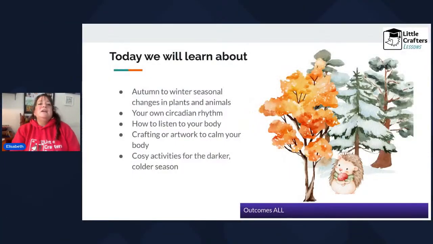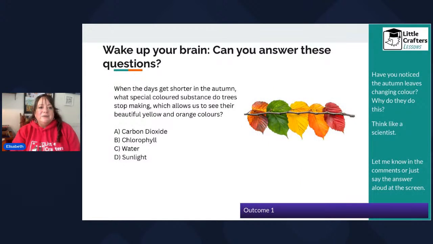So let's look at what we're going to learn about today. Today we're going to learn about autumn to winter seasonal changes in plants and animals, your own circadian rhythm, how to listen to your body, crafting or artwork to calm your body, and cozy activities for the darker, colder months. So, as always with my lessons, we're going to do a wake up your brain. So, wake up your brain a little bit, do a little stretch for me, get ready to answer some questions.